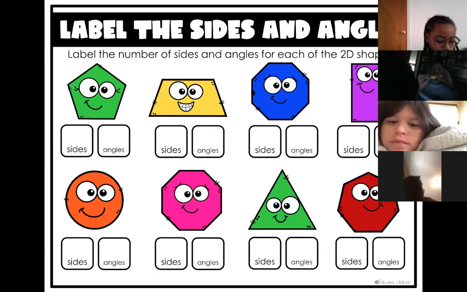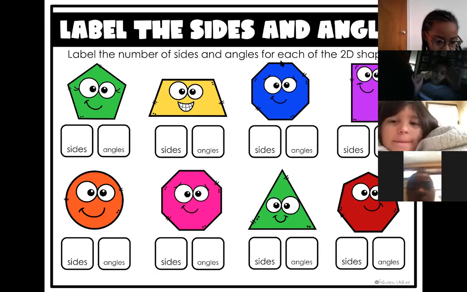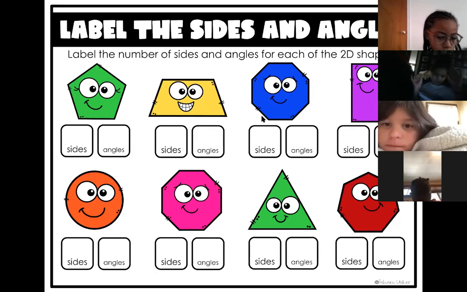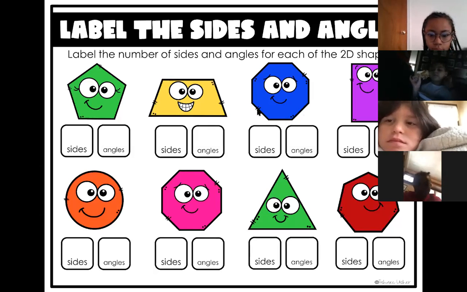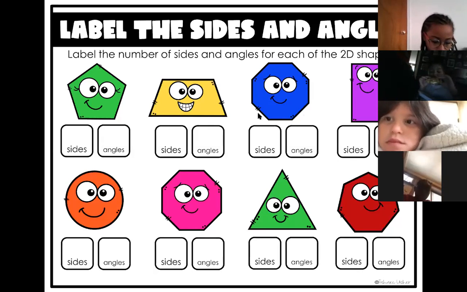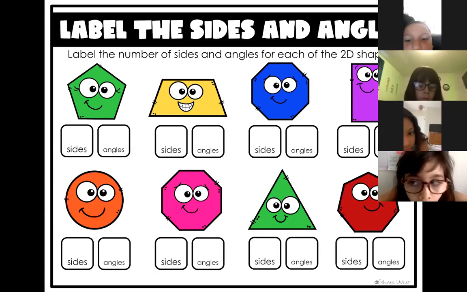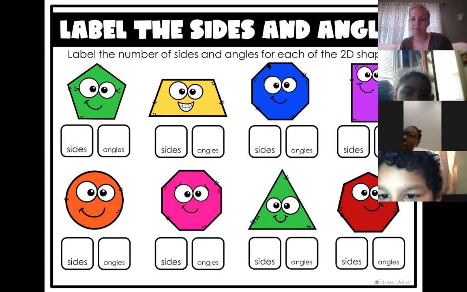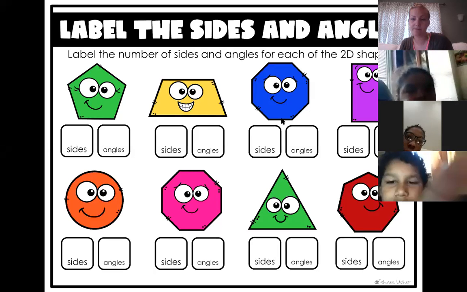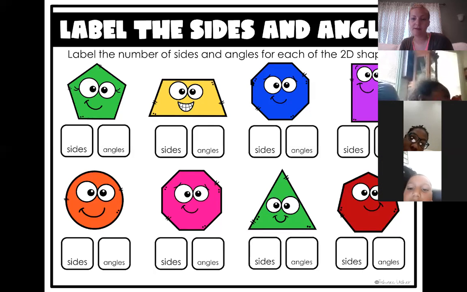Okay, you got to count each one of these sides. Ready? 1, 2, 3, 4, 5, 6, 7. One more. 8. Okay, so how many sides? There's 8 sides. All right, and then go ahead and count the angles for us, bud. Okay, angle down. 1, 2, 3, 4, 5, 6, 7, 8.